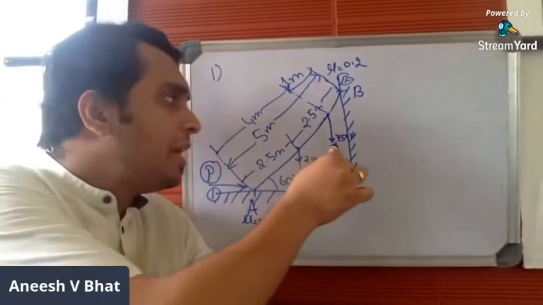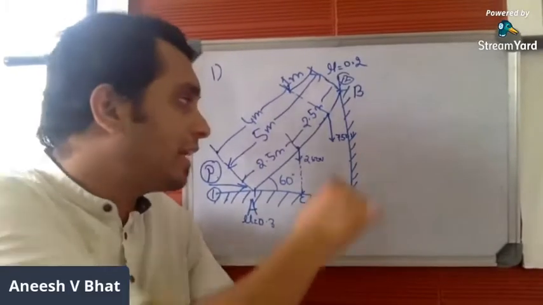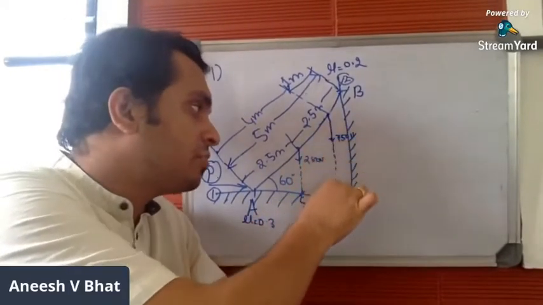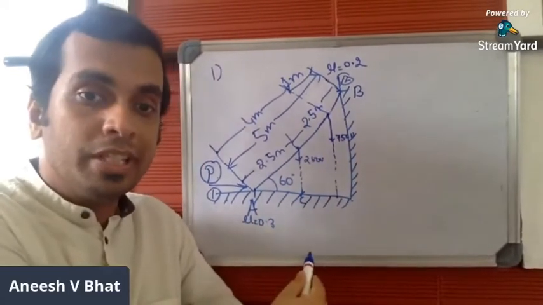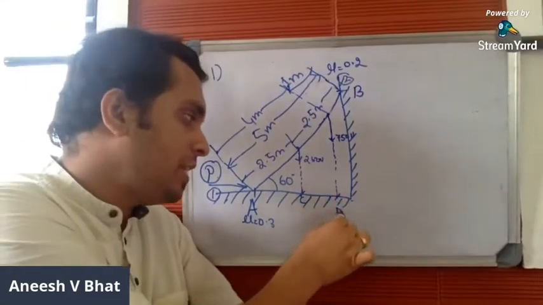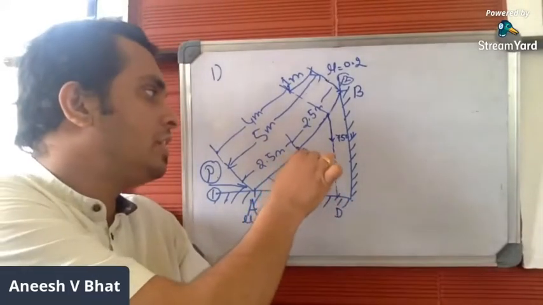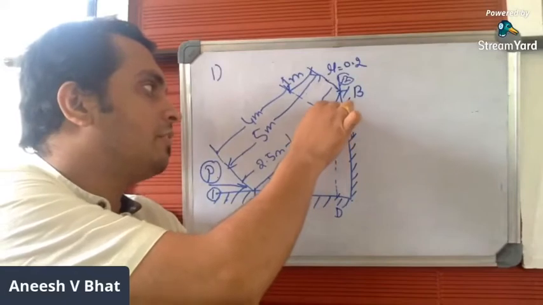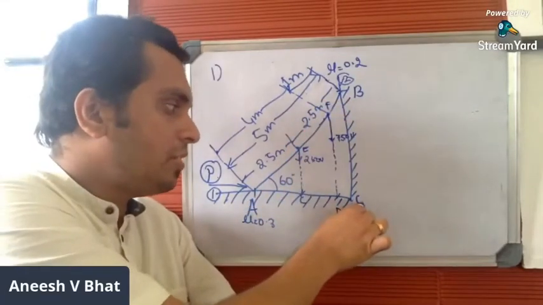Now, once you mark the external force, you have to extend its line of action so that it meets the floor. Let me mark this point as D. And let me mark this point as E. And let me mark this point as F. And let me mark the last point as G.